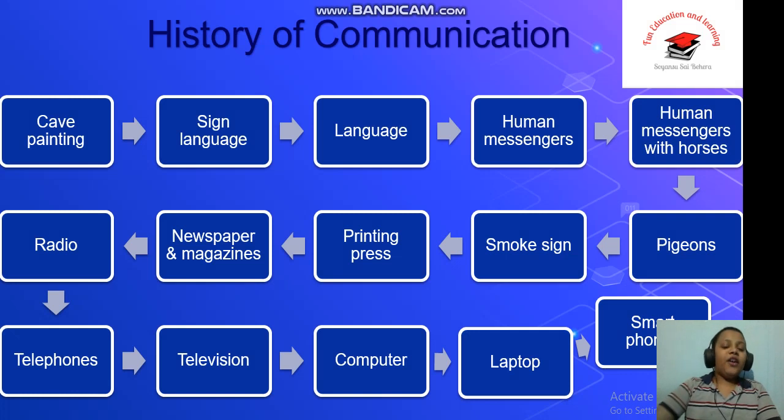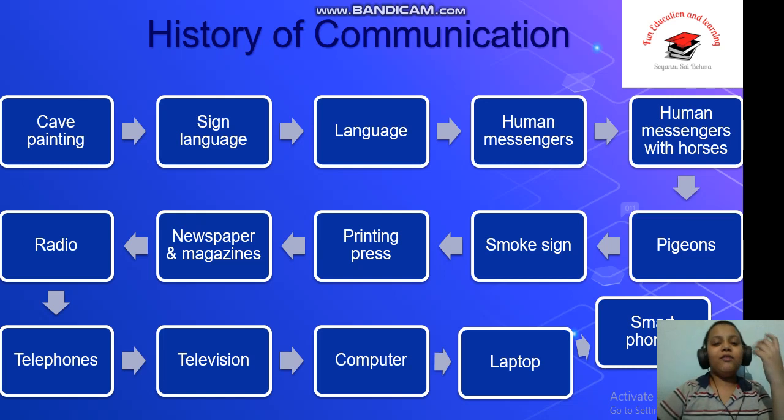History of communication: cave painting, sign language, human messengers with horses. Okay, let's go deeper. Cave painting. People in early times used caves to paint. They painted and other people recognized what it was. Like you have seen some caves in your history book of previous classes. You have seen that there are a lot of stones. They carved signs, like some drew men hunting, some drew a bull with a man. So this is called cave painting.